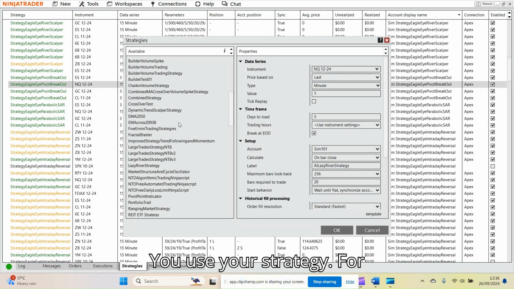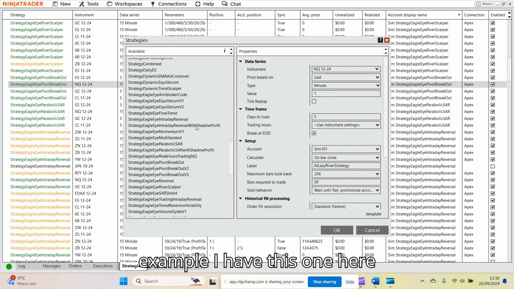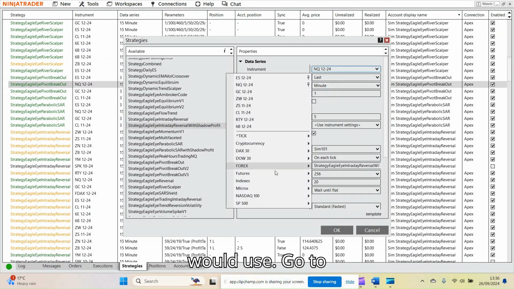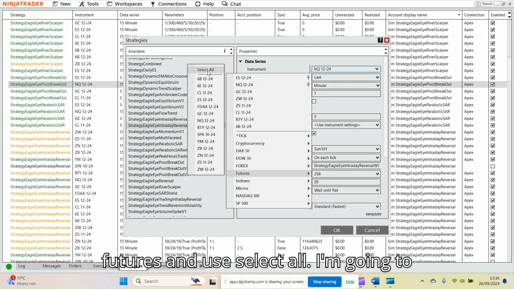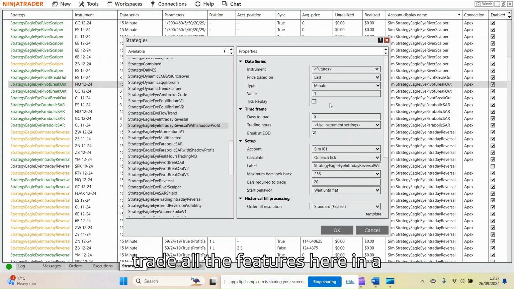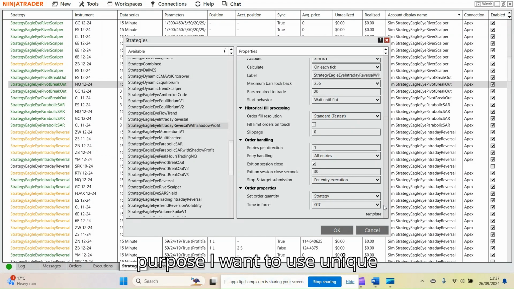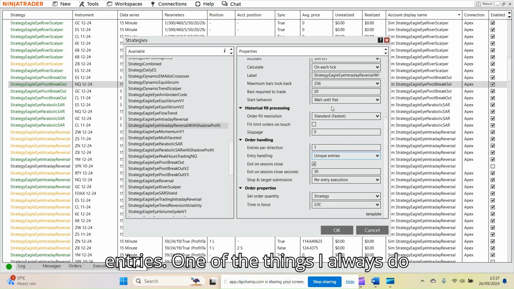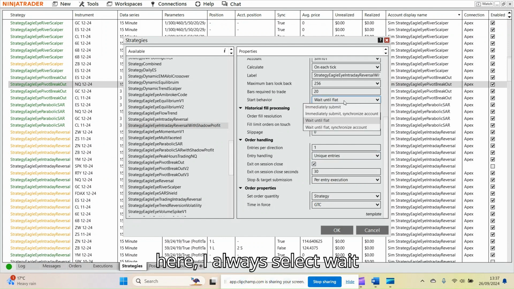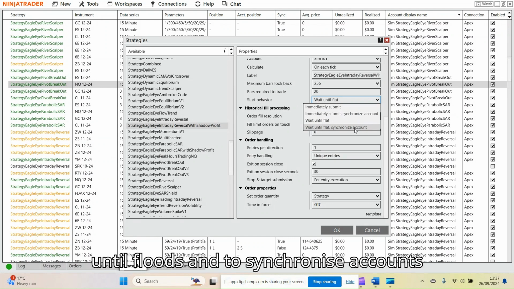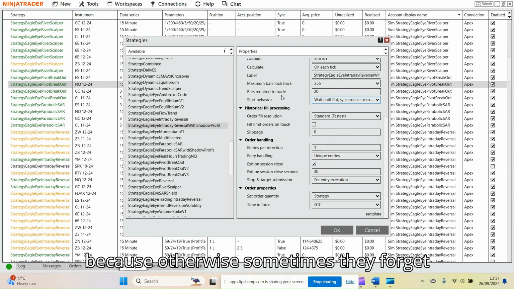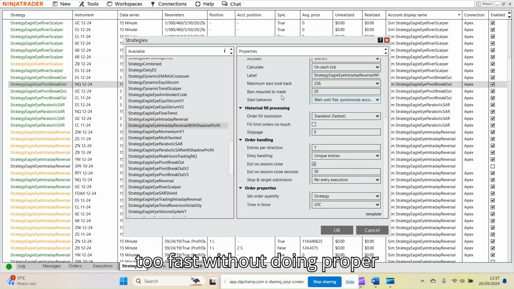You use your strategy. For example, I have this one here, and in instrument, I would go to futures and select all. I'm going to trade all the futures here in a 15 minutes time, and I'm going to use just my sim account for testing purposes. I want to use unique entries. One of the things I always do here, I always select wait until flat and synchronize accounts, because otherwise sometimes they trigger too fast without doing proper calculation.